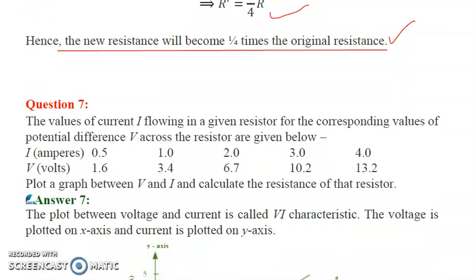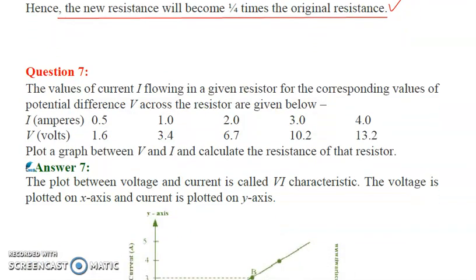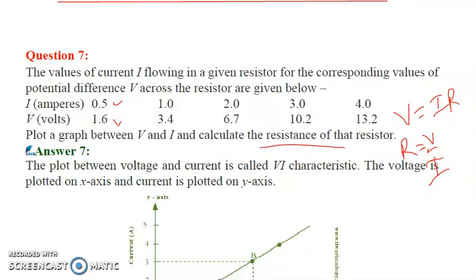Next, the values for current flowing in a given resistor and corresponding values for potential difference across these are given. We have to plot the graph in this question. Resistance value, current values and potential values have been given to us, and we have to calculate the resistance. Now we know that V is equal to IR from Ohm's law. So R would be V upon I. From here we'll calculate our resistance.